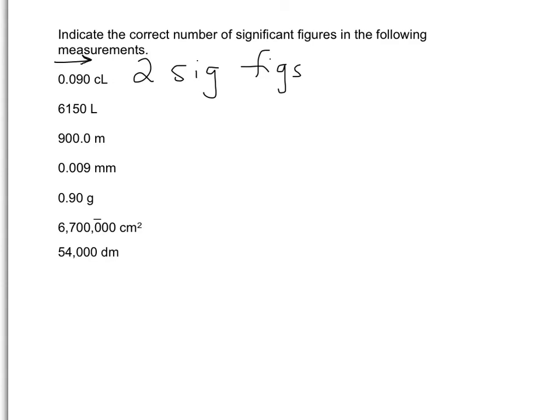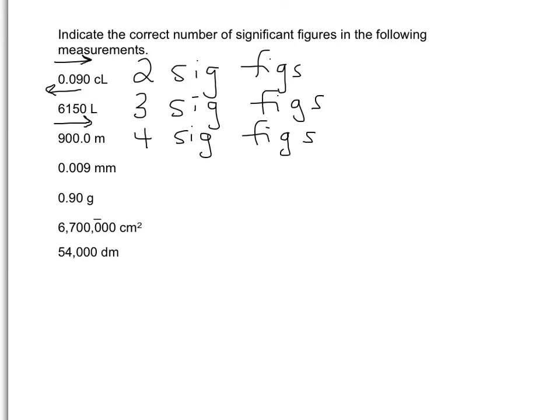6,150, no decimal point, so we count to the left, if not left. This one has three significant figures. 900.0 meters has a decimal point, dot right. Four significant figures. 0.009, decimal point, count to the right. One significant figure. So only one measured digit, but it's a pretty good digit to have measured, the thousandths place.